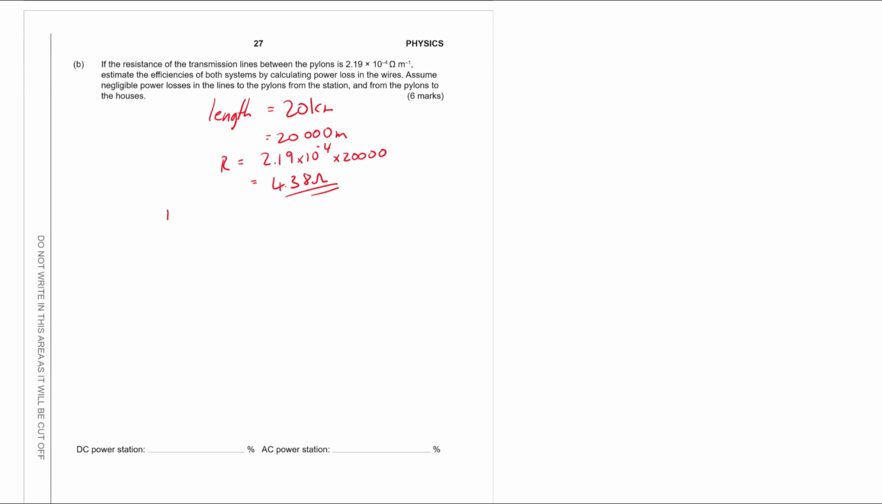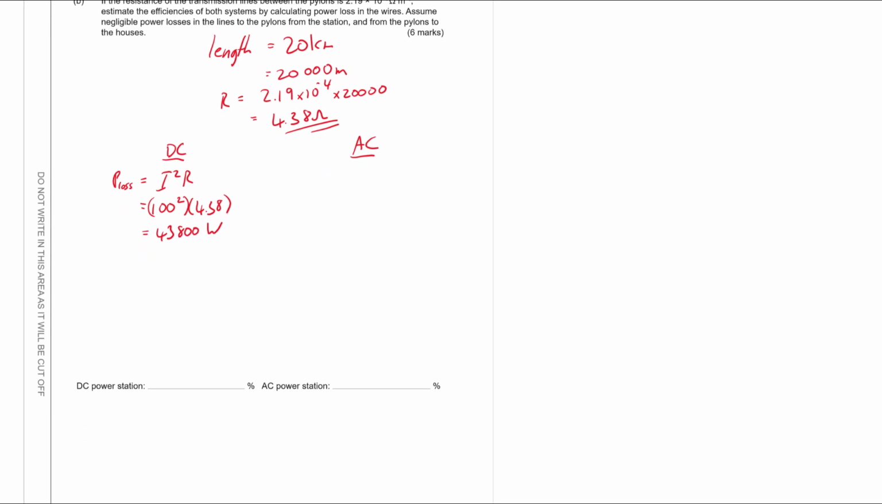So I'm going to put the DC case over here and the AC case over here. So for DC, what you're going to have is a power loss given by the current squared multiplied by the resistance of the line. So that's going to be 100 squared multiplied by 4.38. And if you do that, you'll get 43,800 watts. So that's how much is lost across the line.